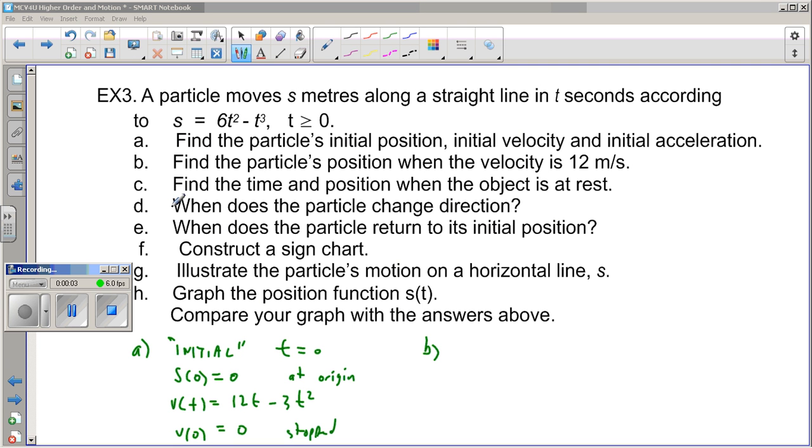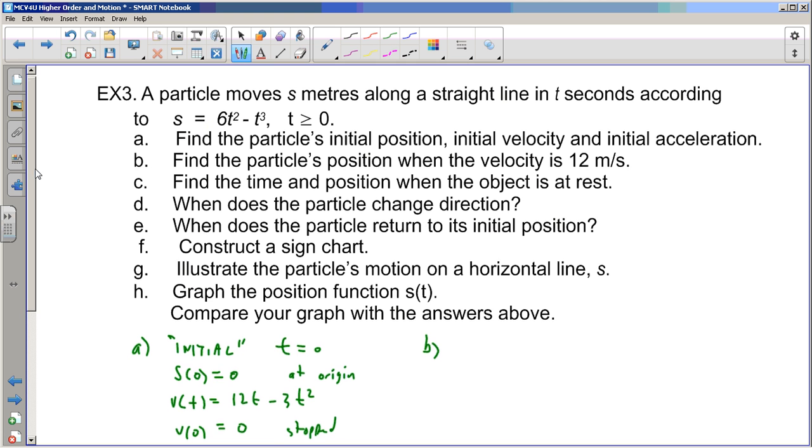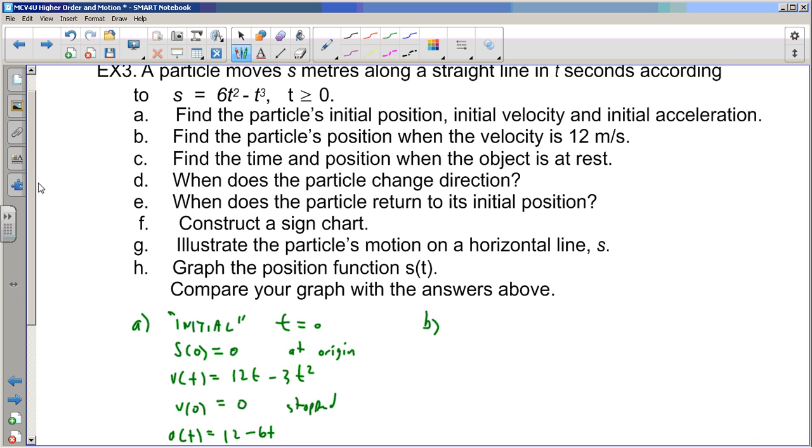Okay, here we go for part 3, folks. This question is the big kahuna, the grand cheese. So let's get at it. Find the particle's initial position, initial velocity, initial acceleration. That word initial just means at time 0, right? Time 0. So a bunch of quick calculations and interpretations here.